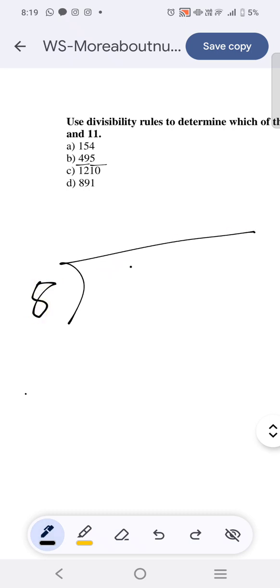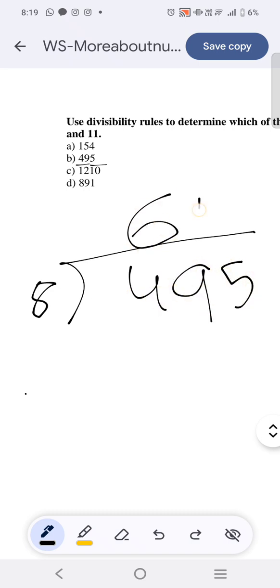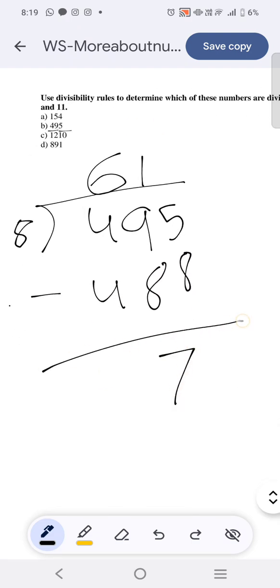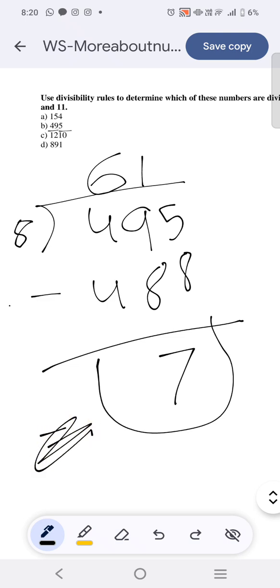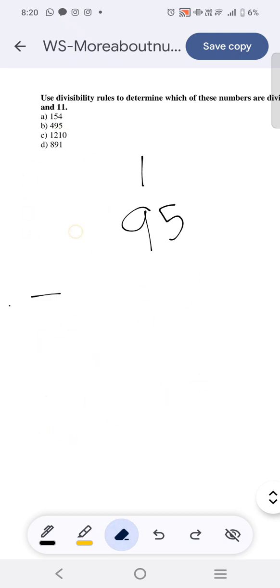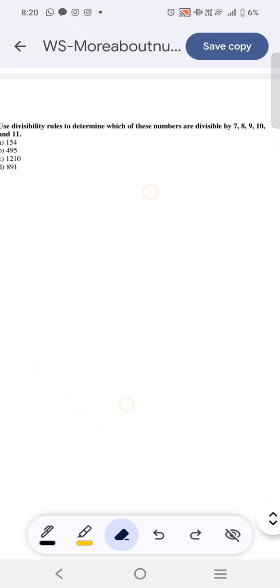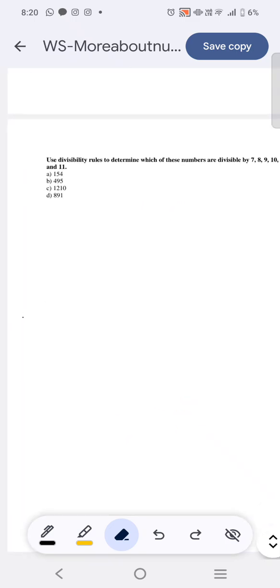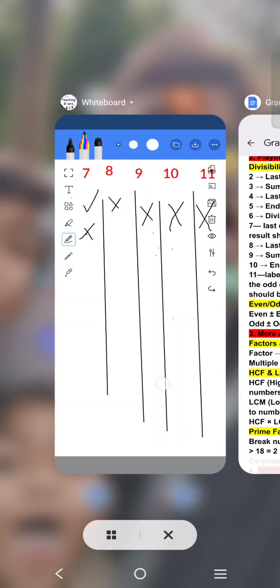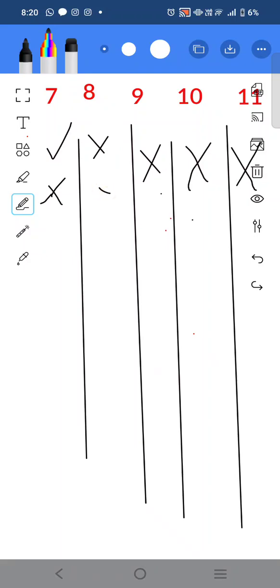8 into 495. Okay, 8 61s are 488. Now when you subtract, the answer will be 7. Now that's the remainder. You can't do anything about it. That's it. 495 is not exactly divisible by 8, so it is not.